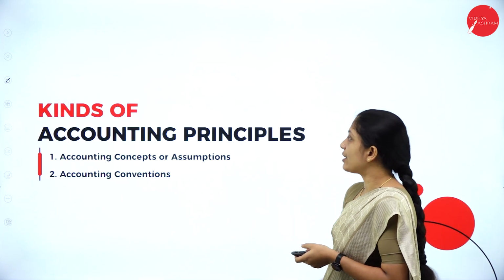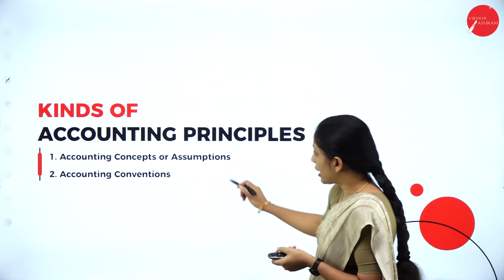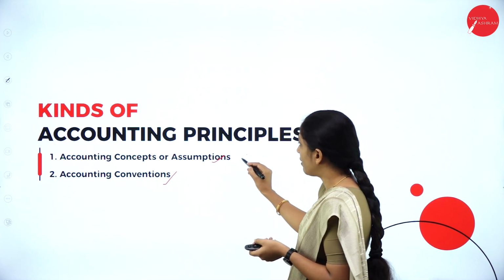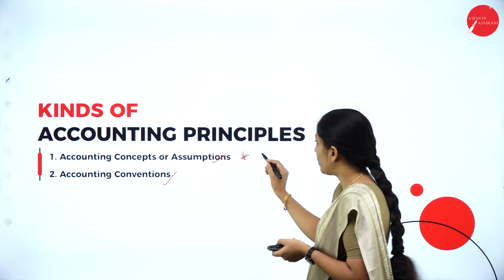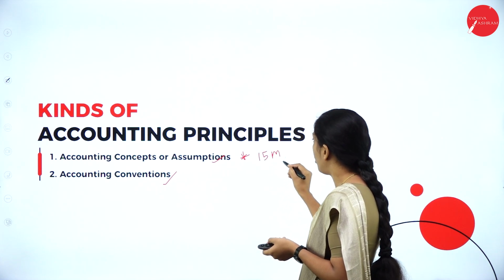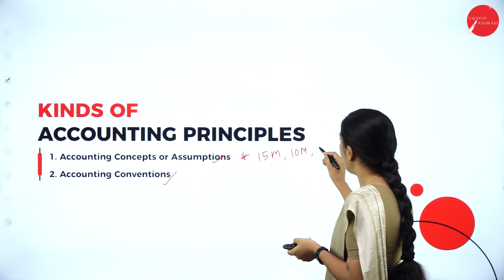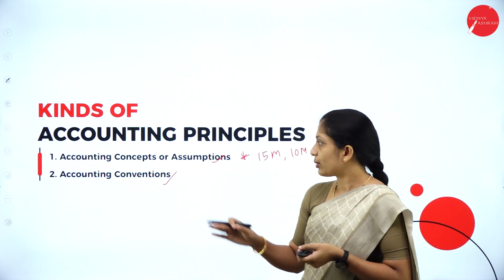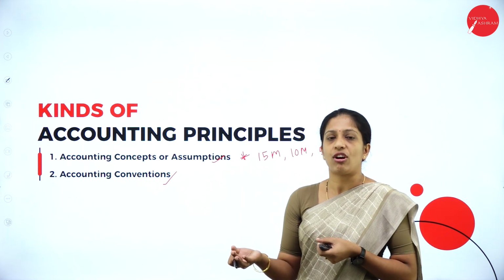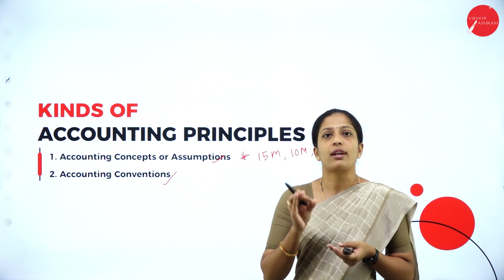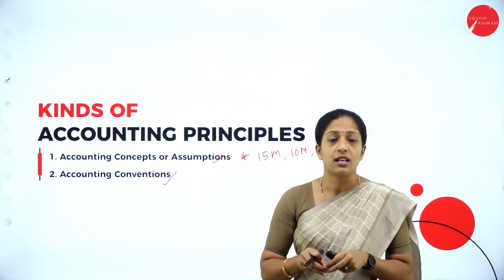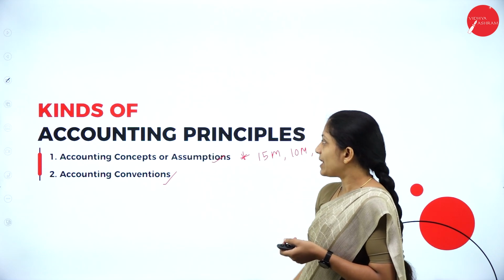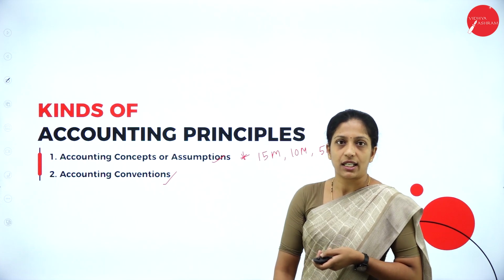Now, let us see what the kinds of accounting principles are. We have accounting concepts or assumptions, and the second one is accounting conventions. This is a very important topic. You might get a question for 15 marks or 10 marks, or you might expect it for 5 marks also. So go through these accounting concepts in detail so that you can get marks. This is important not only from the examination point of view. Before recording transactions, you have to know these basic principles. So your accounting principles are accounting concepts or assumptions, and accounting conventions.